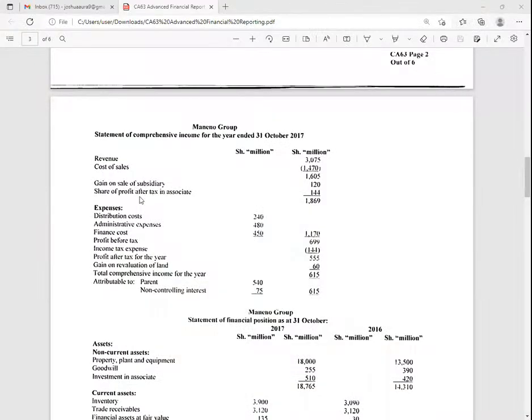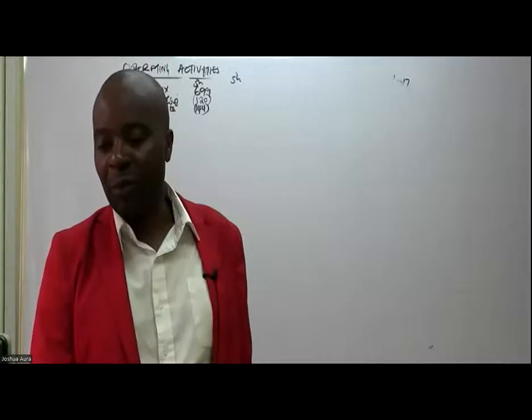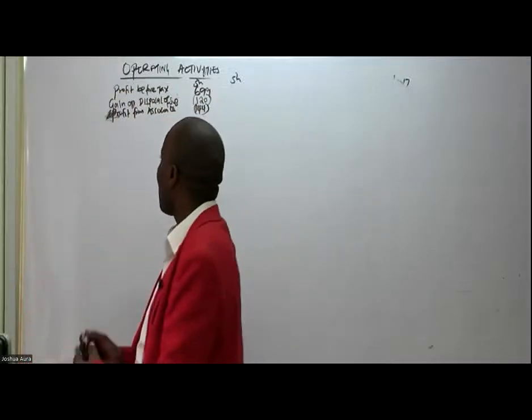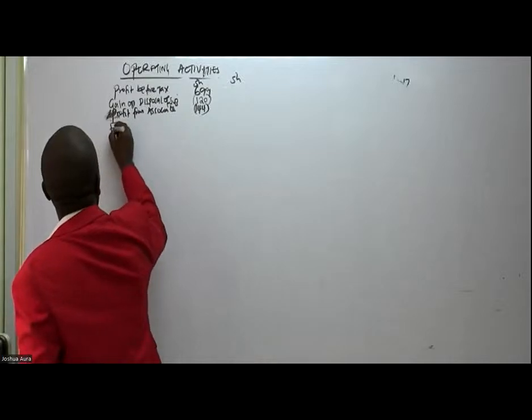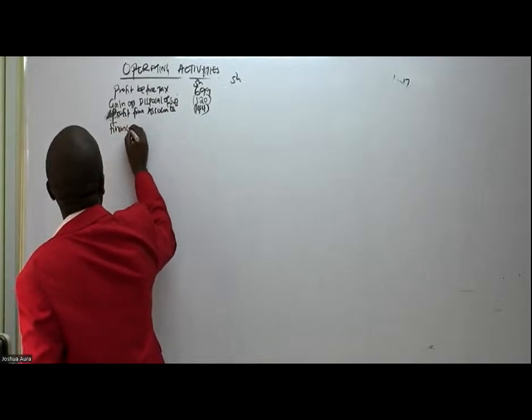Now we move to the next thing. Distribution cost, these are daily operating things. We are distributing our goods. The same case with the administrative expenses, it's an operational item. Then we have finance cost. Remember it's a cost, so it was subtracted.